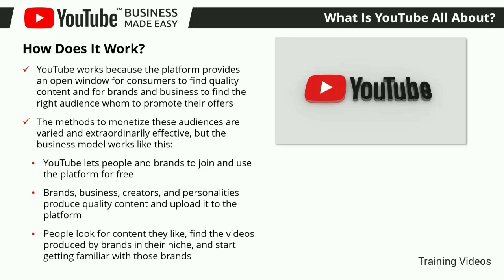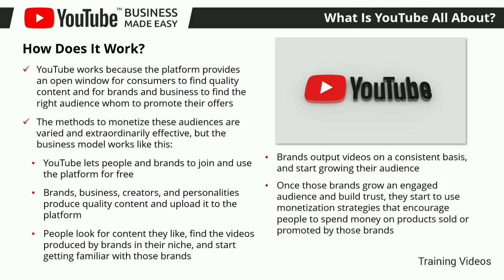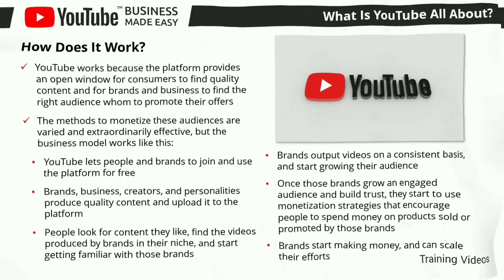People look for content they like, find the videos produced by brands in their niche, and start getting familiar with those brands. The higher the quality of the content, the more people start considering those brands. Brands output videos on a consistent basis and start growing their audience. Once those brands grow an engaged audience and build trust, they start to use monetization strategies that encourage people to spend money on products sold or promoted by those brands. Brands start making money and can scale their efforts.